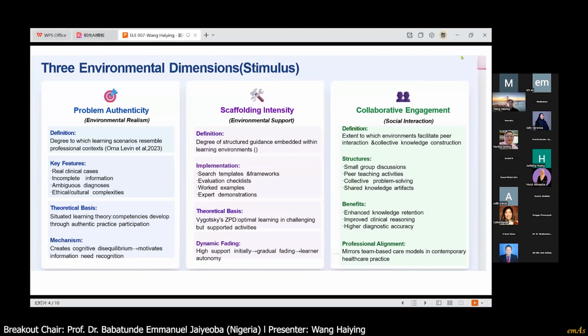Stimulus, then three environment factors: problem authenticity, scaffolding intensity, and collaboration engagement. For the organism: information-seeking behavior, recognizing needs, search strategy, and reflective evaluation. Response: for the three, like the teaching methods, these skills can transform literacy. The key idea: teaching methods, not just approaches, can be environmental stimuli that shape learning behavior.